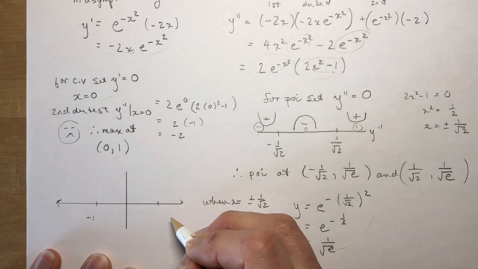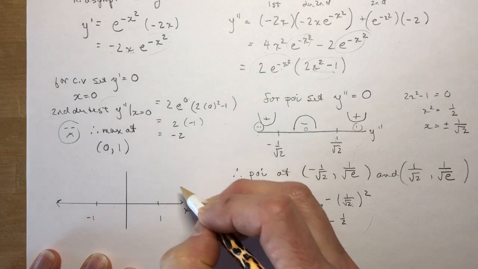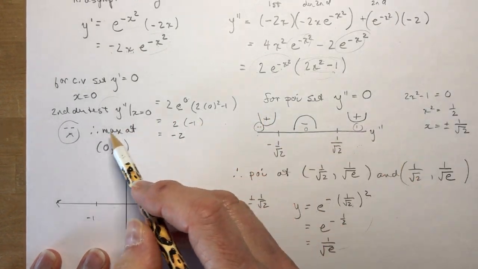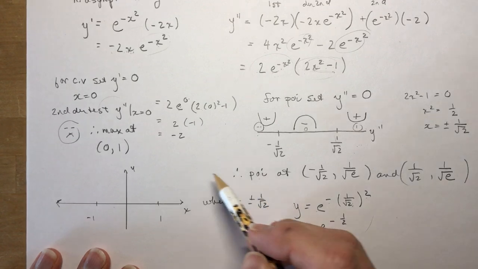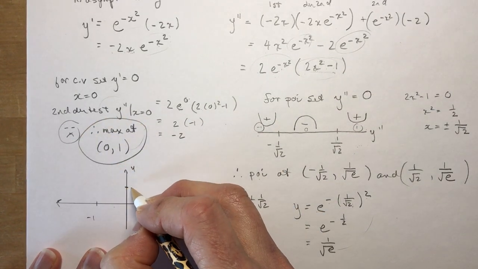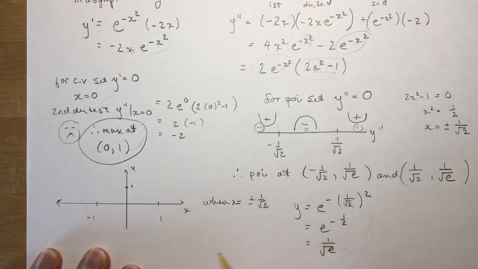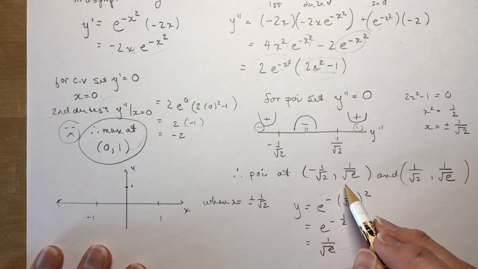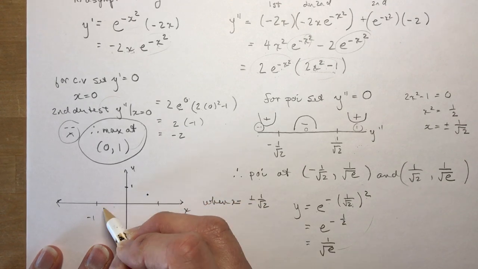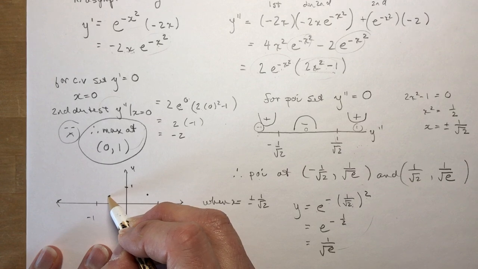Let's say this is minus 1, this is 1, this is my x, this is my y, and I have a maximum. Where was my maximum? Right here. Maximum at 0 and 1. And I have points of inflection at 1 over root 2, which we said was 0.7, so about here, and 1 over square root of e, so that's almost like a half. And there's the same one over on this side.